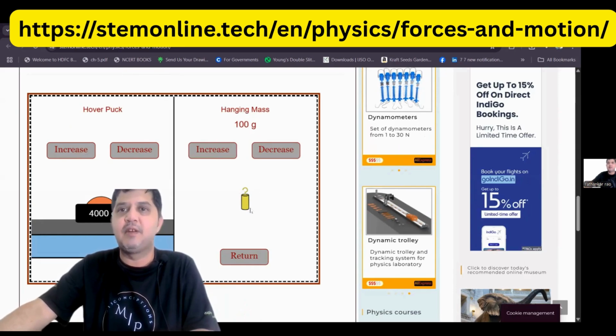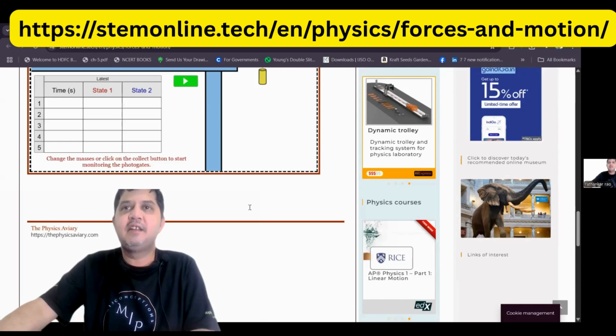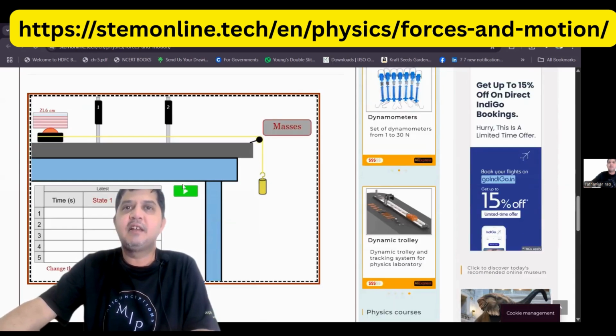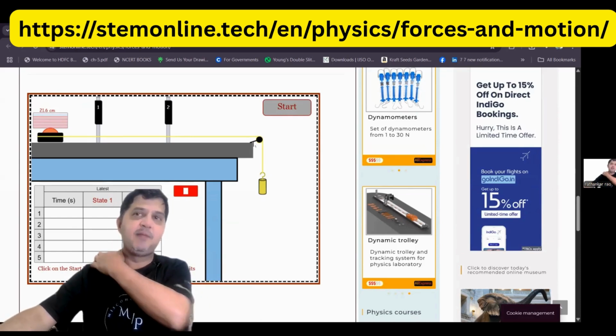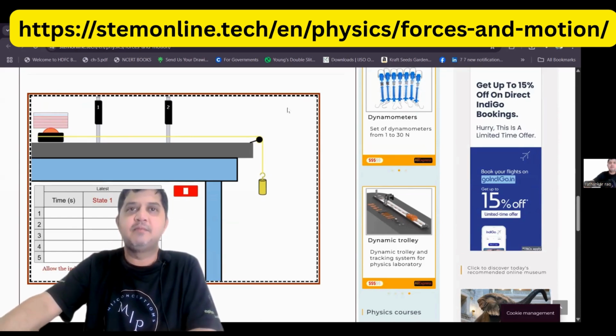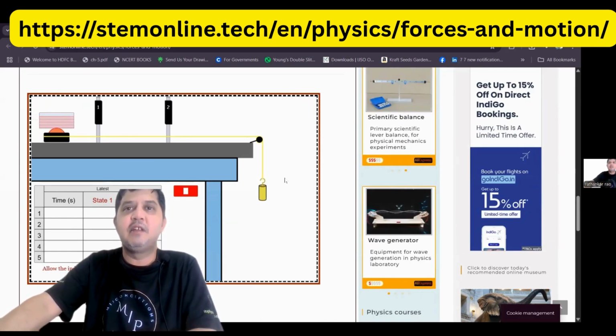4 kg is the maximum over here. And then I'll return. And then what I can do is click on the start, which means it records the values over here in the table. And then I can click on the start button. You see, it is going slowly because this was 4 kgs and this is only something like 100 grams.